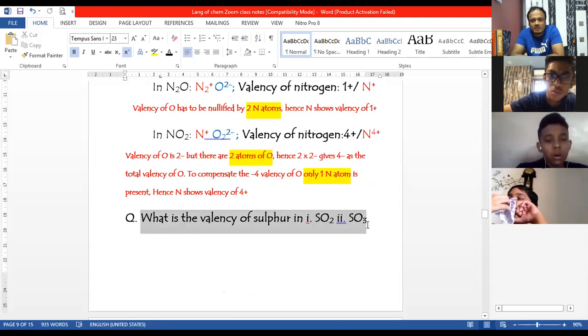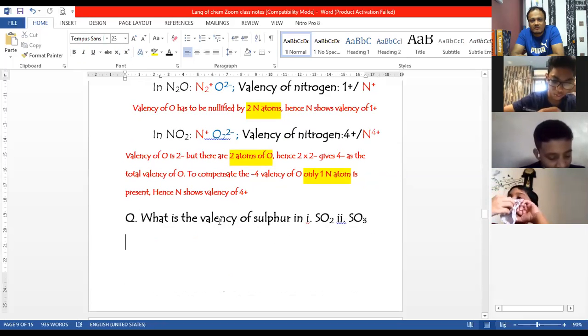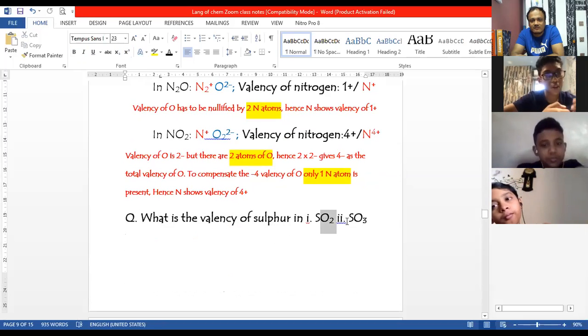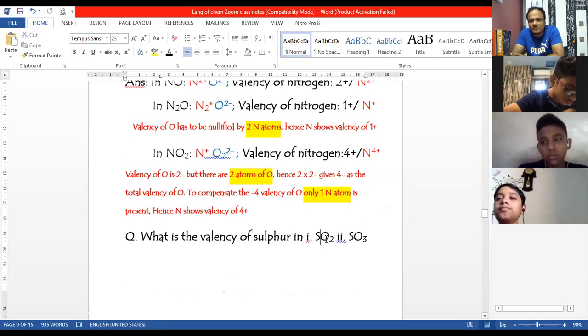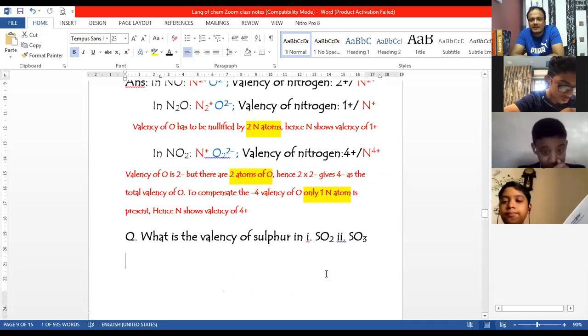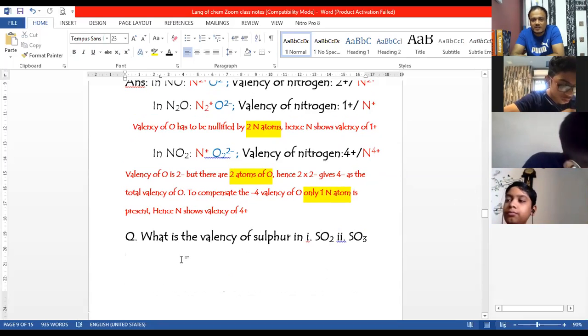Okay, so let's do this question. You all have your book and pen with you. Do this question. You have to find the valency of sulfur in sulfur dioxide and sulfur trioxide. Same method you will be using here. We know the valency of oxygen. We substitute the valency of oxygen over here and find the valency of sulfur in SO2 and SO3. Okay, come on, get it fast.